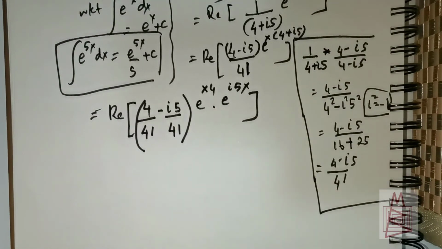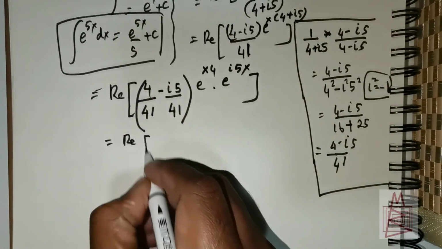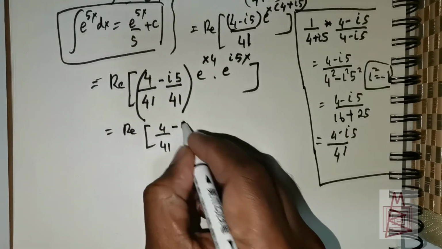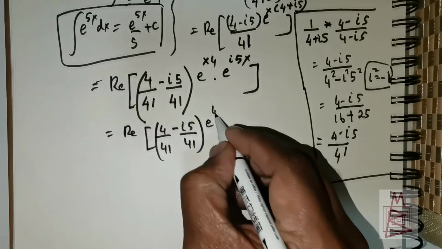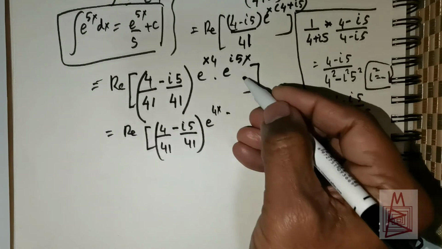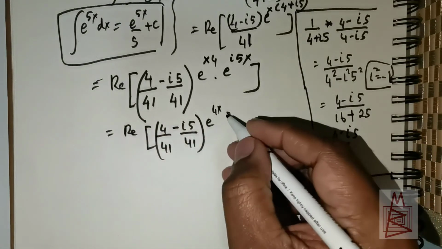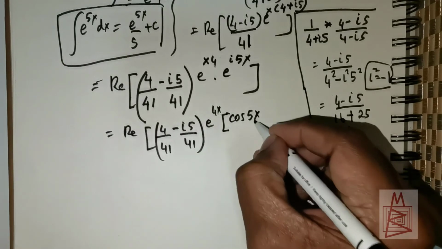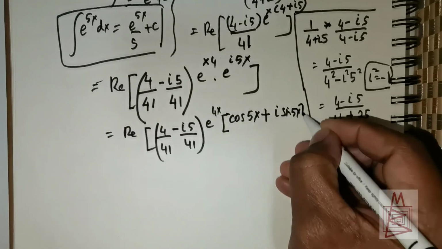Okay, now this is going to be the real part of (4/41 − i·5/41) times e^(4x). Now e raised to the power iθ, right? We know that is cos θ + i sin θ from Euler. So this is going to be cos 5x + i sin 5x. So this is what we got.